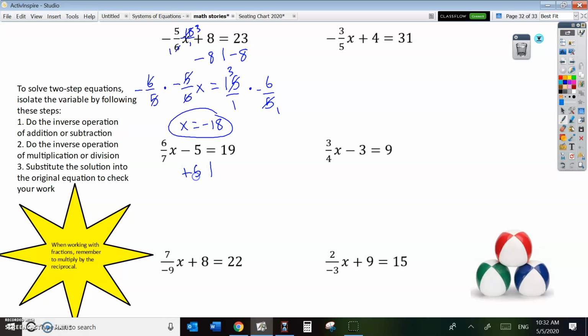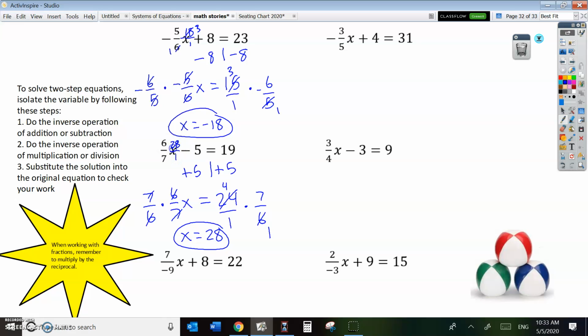Add 5 to both sides. 6 over 7x equals 24. Multiply by the reciprocal. That becomes a 1. Cross cancel and make that a 4 and that a 1. All this cancels out. X equals 28. Put 28 into the original equation. 28 over 1. That cancels to be a 4, and that'll be a 1. 6 times 4 is 24. 24 minus 5 is 19.